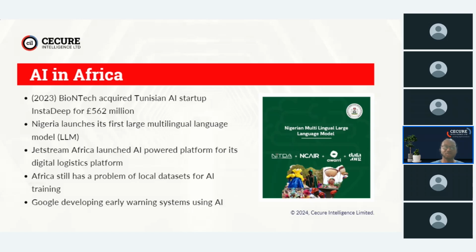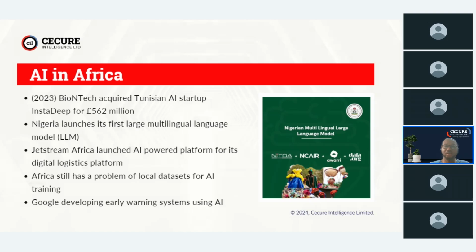And in Ghana, for instance, JustStream Africa, which is a logistics platform, launched an AI-powered platform for their digital logistics. So if you're using logistics, imports and exports, you should see some sort of AI-powered system in that.